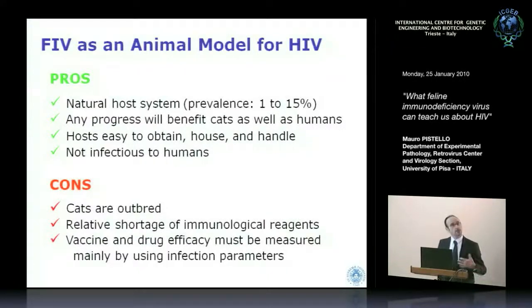So the animals are infected, they can survive, and they can develop some problems, but only in the very long term, meaning 10 years or so. So to see if a vaccine or drug works, you have to look at whether the animals get infected or not. This is probably the biggest limitation that we have with the animals.